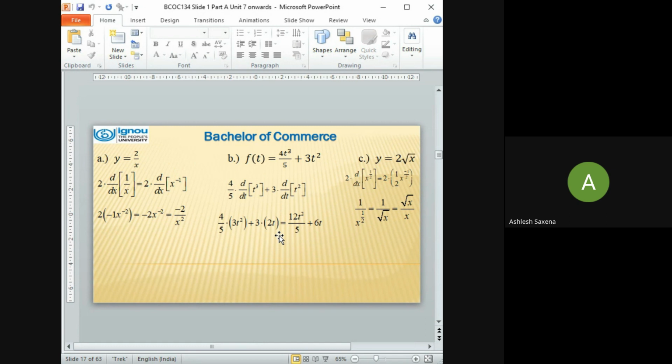Your second problem here is f(t) equal to 4t cubed by 5 plus 3t square. Okay, fine, we can write it. f dash t is equal to 4 by 5 can be taken out, and we have to differentiate t cube. Differentiation of t cube will be 3t square, and differentiation of t square will be 2t. Here, derivative of t square is 2t, and derivative of t cube is 3t square. Simply multiply it and add it up.